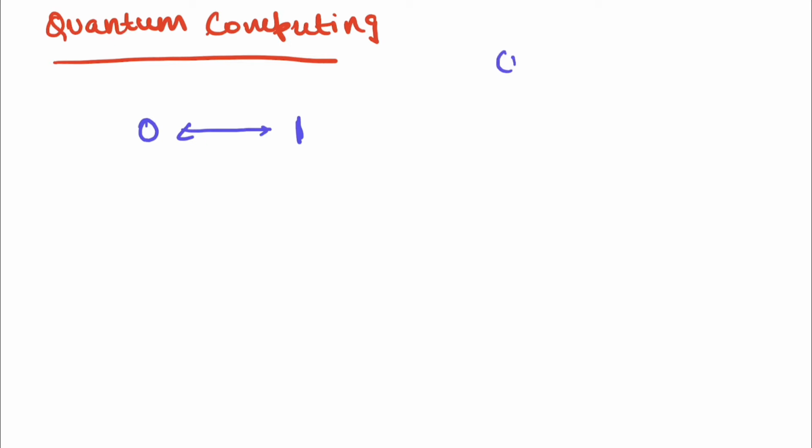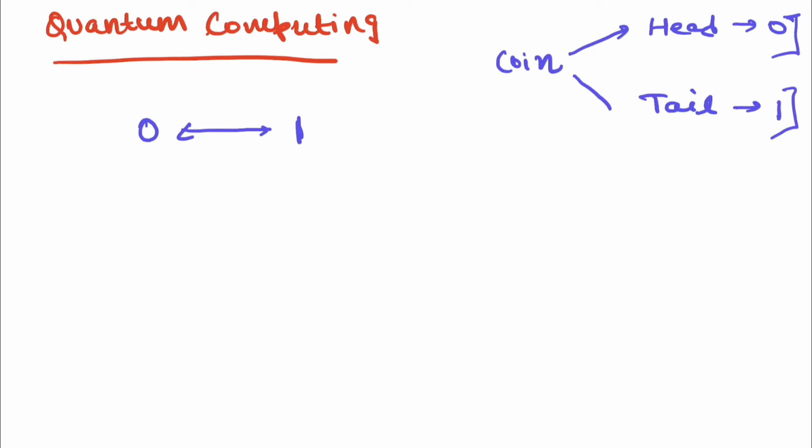Let's say you have a coin, right? Now if you flip a coin, either you can get head or you can get tail. Let's say head is 0 and tail is 1. Your classical computer or a supercomputer can understand that information, that head is 0 and tail is 1. But what about those cases when your coin is flipping, in the air or on the table?